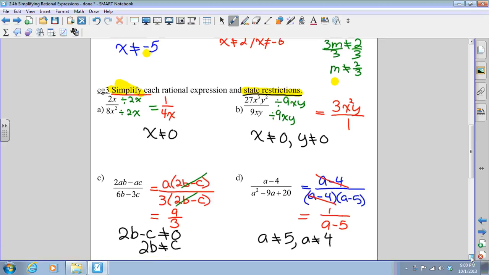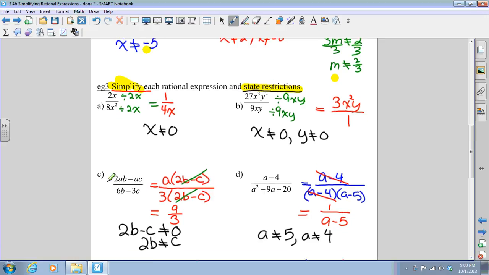Yay! All right, taking a look at example C. Look at the numerator here. What can we common factor out is an a. Look at the denominator. What can we factor out? A 3. Notice when we simplify, usually you're going to be canceling or reducing in some case. So what is canceled out, ladies and gentlemen, is the 2b minus c. So what we're left with when it's simplified is a divided by 3.